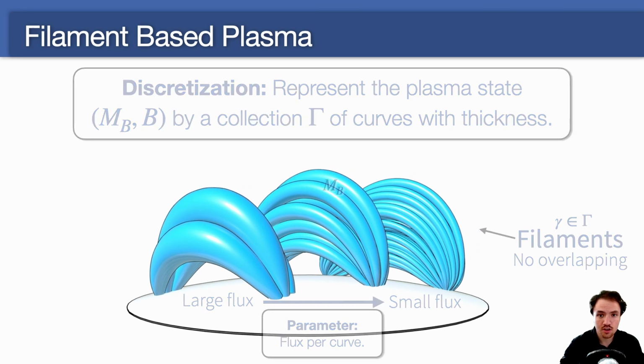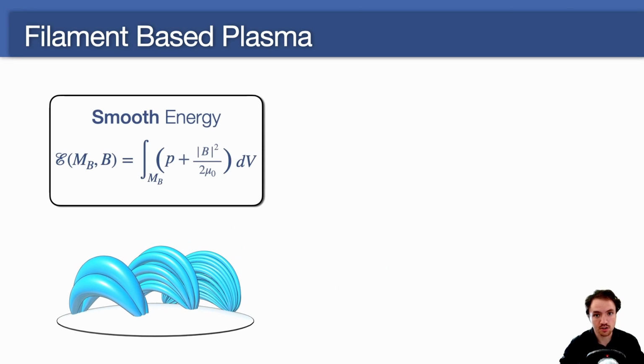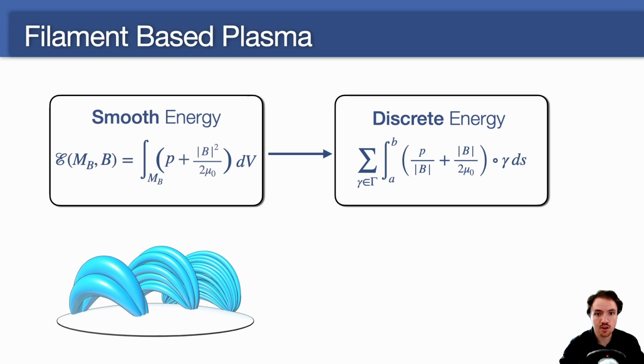Let's take another look at the energy of the system mentioned earlier. We discretize it by summing up the same energy expressed per filament. All we did here is computing an integral by first splitting the domain, computing the energy on the split domain parts, and then summing up the results.